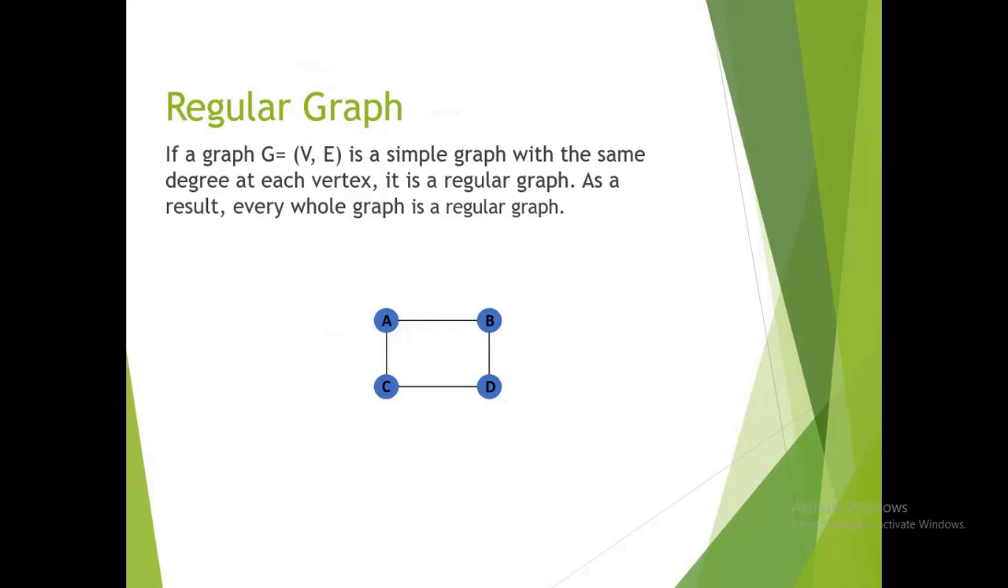Next type, regular graph. If a graph is a simple graph with the same degree at every vertex, it is a regular graph. As a result, every complete graph is a regular graph.